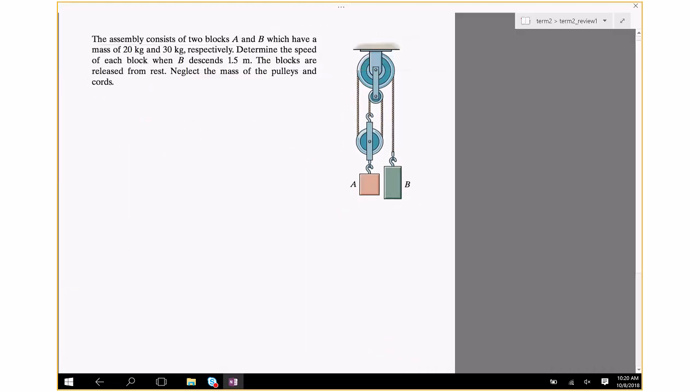The assembly consists of two blocks A and B, which have a mass of 20 and 30 kilograms. So 20 and 30. Determine the speed of each block when B descends 1.5 meters. The blocks are released from rest. So the speed of A, the speed of B when B descends, so let's call that delta y_B equals 1.5.